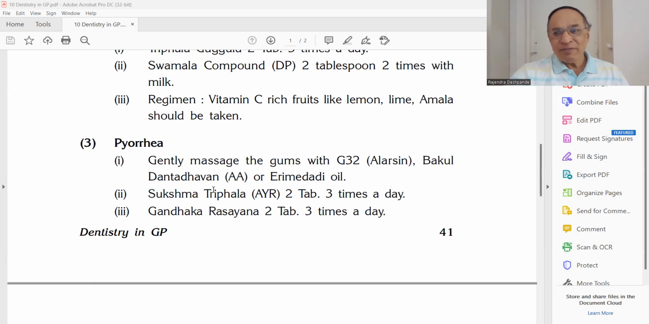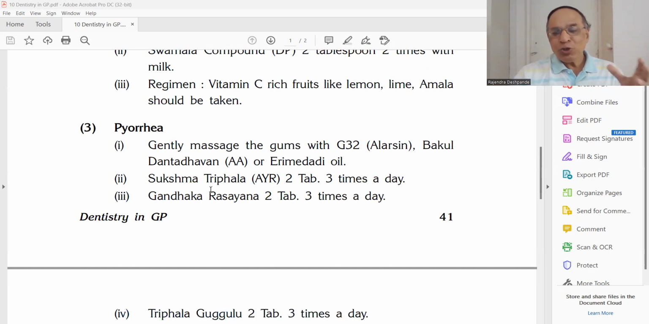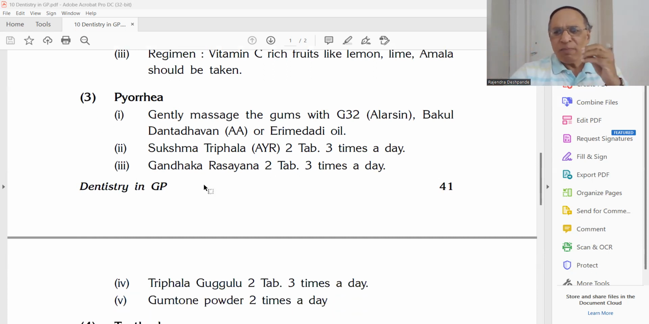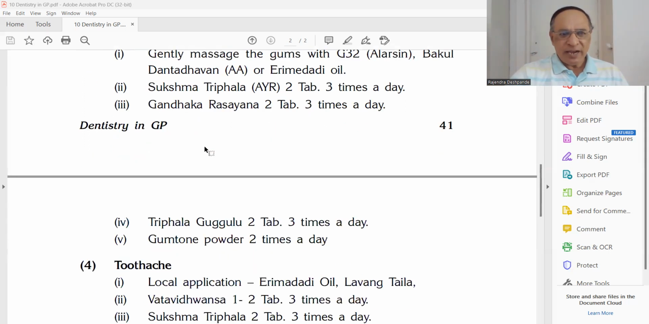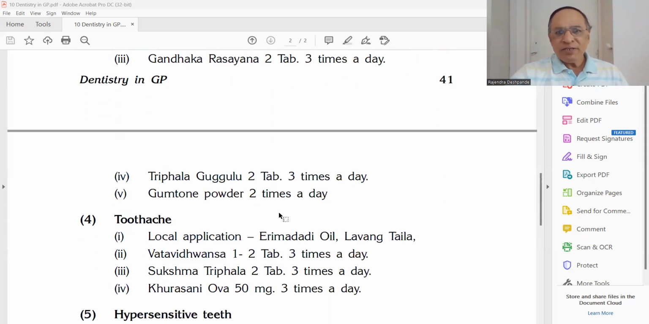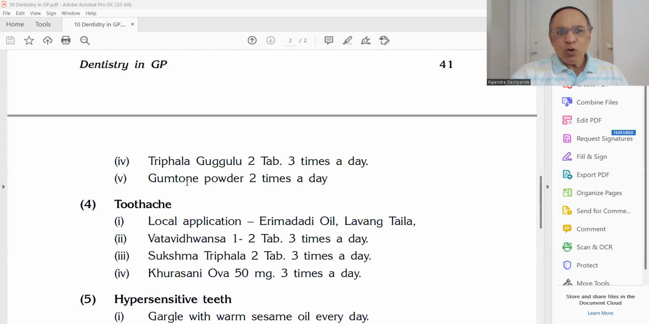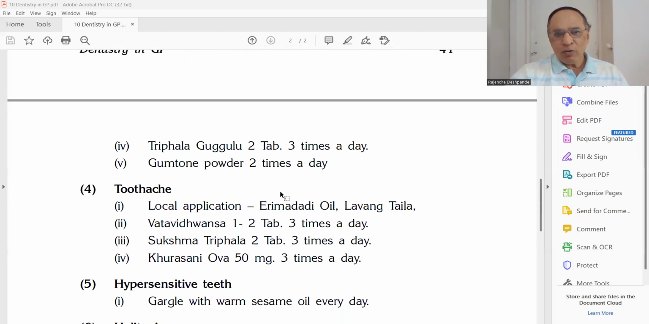Gandhak Rasayan, I always mentioned in the previous videos, Sukshma Triphala and Gandhak Rasayan. I treat it as a broad spectrum Ayurvedic antibiotic. Try it at least for a few patients, and then you will understand that you can prevent the use of modern antibiotics. Of course, not all the time, but many times for mild and moderate infection, you can use Sukshma Triphala and Gandhak Rasayan. Then Triphala Gugulu, 2 tablets 3 times a day. Then gum toner powder you have to apply 2 times a day.